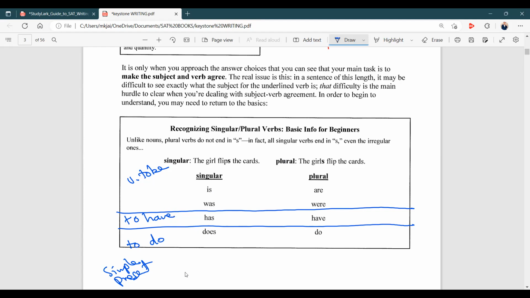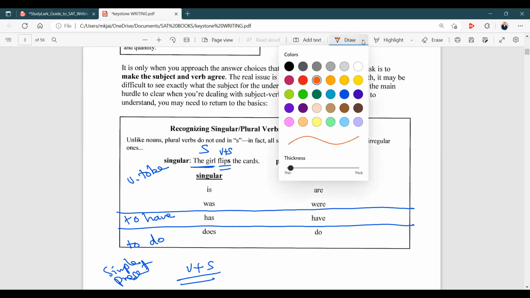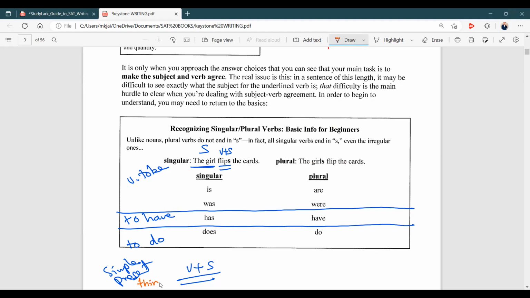What about the simple present? This one, the girl, that's the subject, flips. Why do I have S? When do I add S to the verb? When it's singular. Yes, simple present and singular. When your subject is a third person singular, we add S. Here, my subject is plural, so the verb has no S. So that is the simple present.